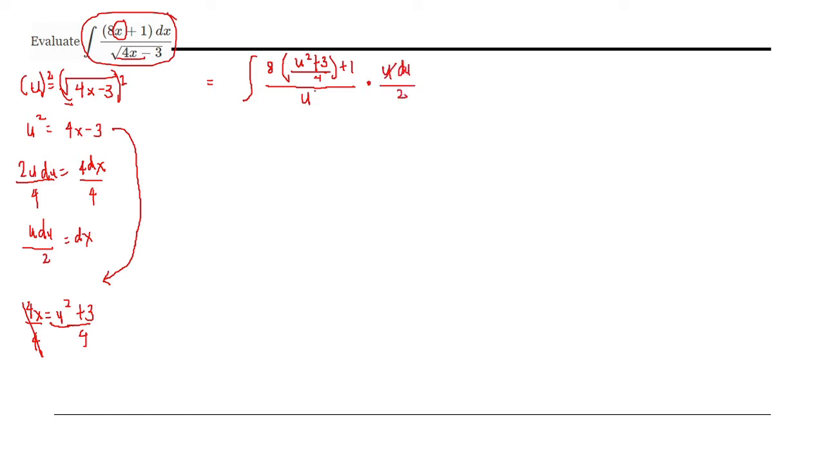Okay, so we cancel u, we cancel u. What will happen is we are going to simplify. So 8 over 4, it's 2. So that's 2 times u squared plus 3 plus 1, then du over 2. Okay, so I think we can also cancel 2 here. So therefore, what's left is u squared.